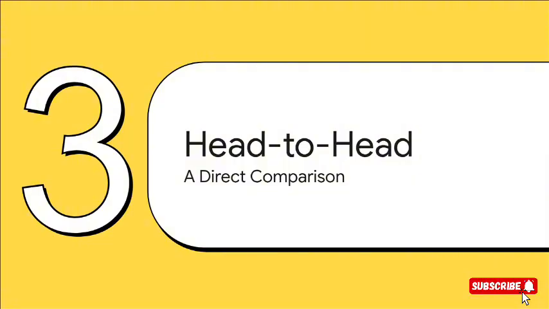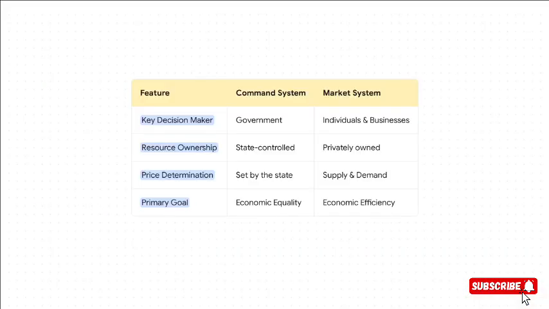So we've got these two very, very different ways of looking at the economy. Let's put them right next to each other, head to head, to really make the differences pop. Looking at this chart really makes it crystal clear, doesn't it? When you ask who's making the key decisions, it's government versus individuals and businesses. Who owns the resources? State-controlled versus privately owned. How are prices determined? A central plan versus supply and demand. But I think the most telling difference is the primary goal. The command system is really shooting for economic equality, while the market system is all about economic efficiency.